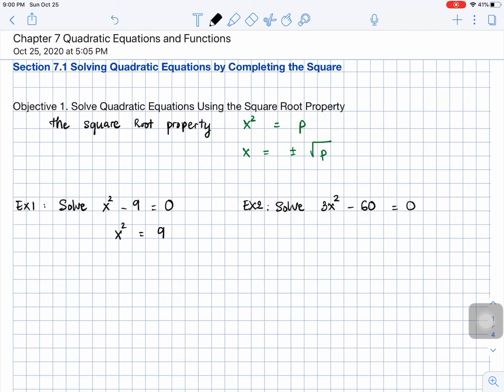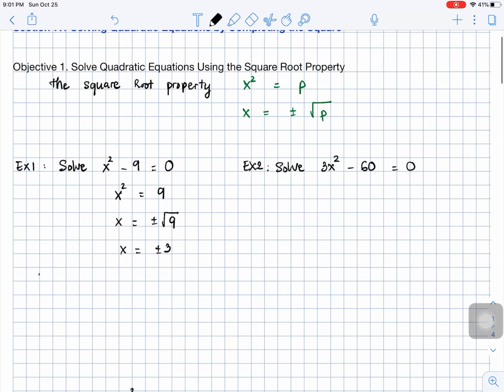Example number 1, we want to solve x squared minus 9 equals 0. First of all, this is a quadratic equation, and we want to use the square root property. We need to isolate the variable and the number separately. So I will add 9 to both sides, then I get x squared equal to 9, and then I apply the square root property, then x equals plus or minus the square root of 9, and the answer is plus or minus 3.